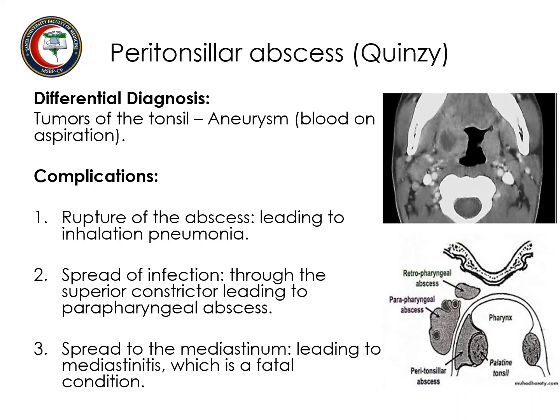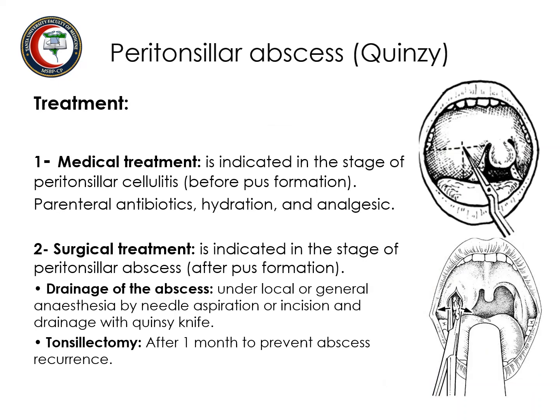Complications of peritonsillar abscess include rupture of the abscess leading to inhalation pneumonia, and spread of infection through the superior constrictor muscles, which may lead to parapharyngeal abscess. The infection may spread to the mediastinum through the parapharyngeal space, which might lead to mediastinitis, which is a fatal complication.